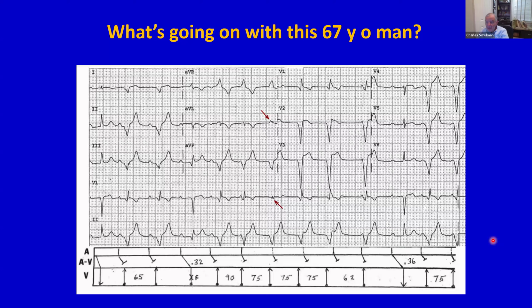This is accelerated idioventricular rhythm. It's a ventricular rhythm. It's like ventricular tachycardia, but it's not. It doesn't behave like ventricular tachycardia because the rate is slow and really no treatment is needed. But it's a ventricular rhythm with AV dissociation.